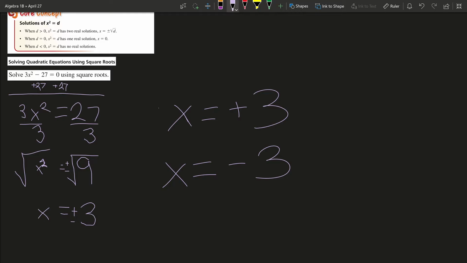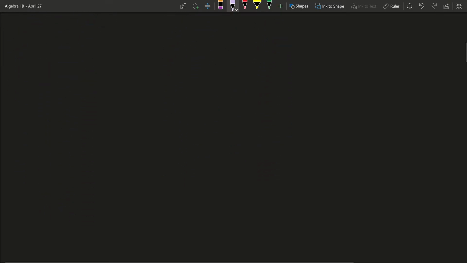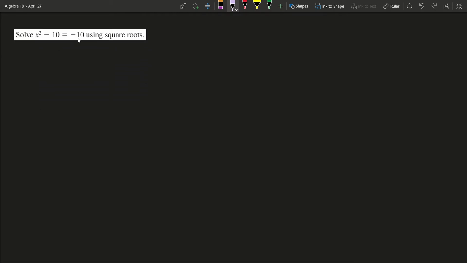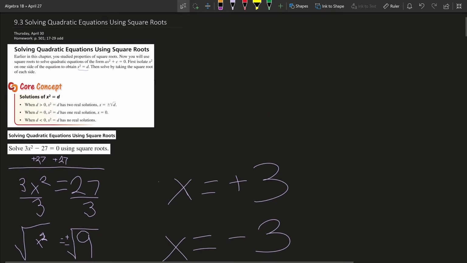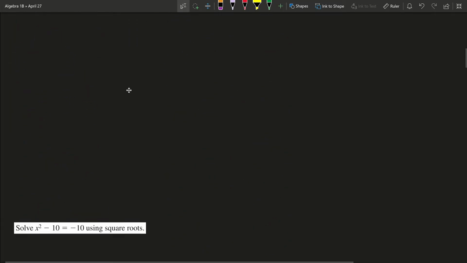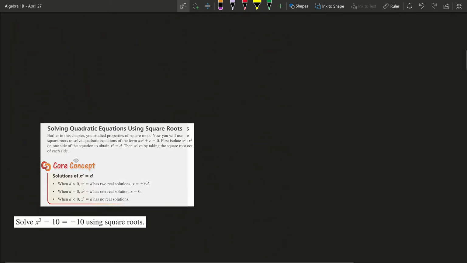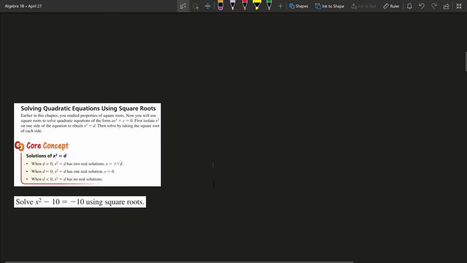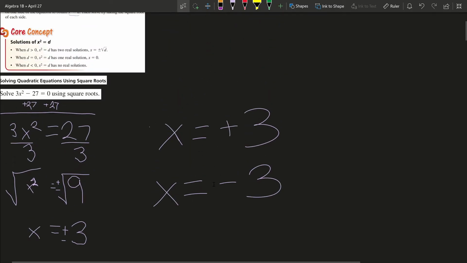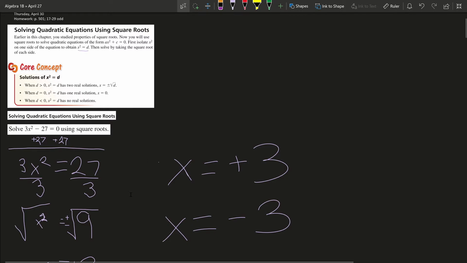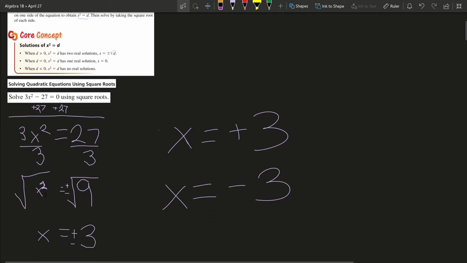Alright, let's try another one. In this one, we have x squared minus 10 is equal to negative 10. Let me bring the chart that we had up here down here again. So remember, this is really important again. Let's go back and use the information we had from the previous one, which we didn't do the first time. We had x squared equals 9.